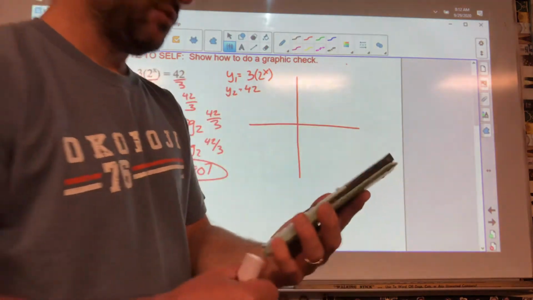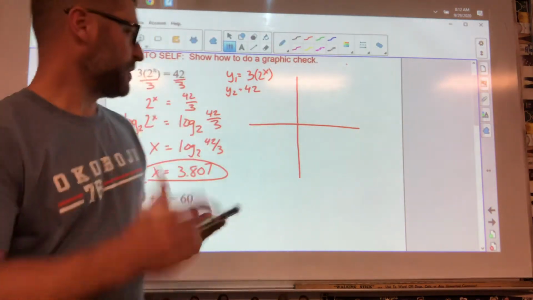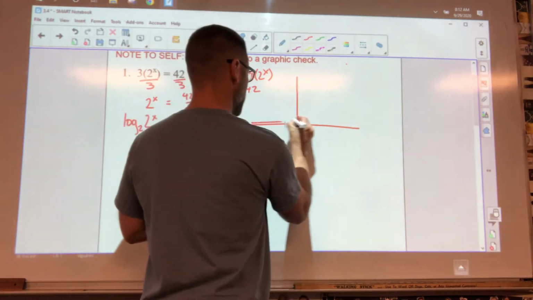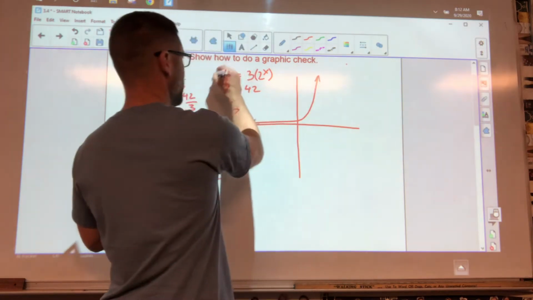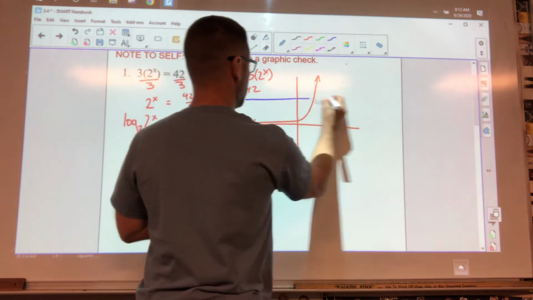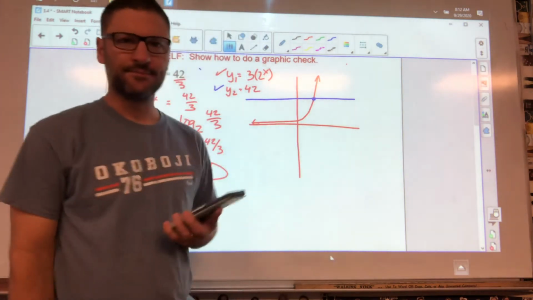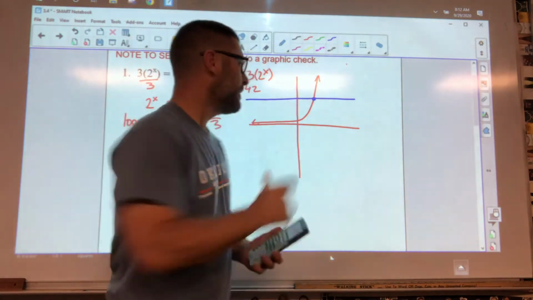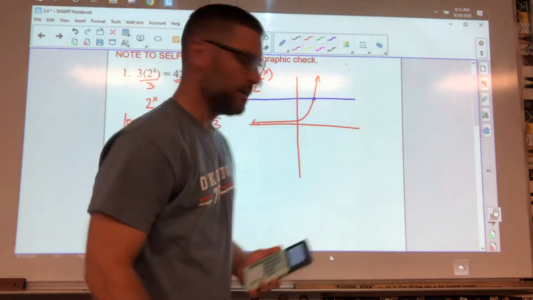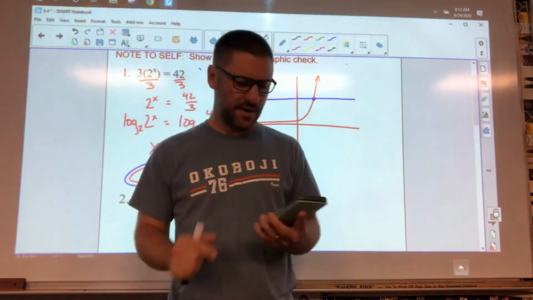Nope, maybe not. Oh, there it is. So there's my line. The red line is y equals 42. The blue is the growth equation. So I have this thing that goes like this, and then I have this other graph that chugs across like this. There's a little point where they hit, and that point right there is this answer. And you can check it every single time you do one of these.